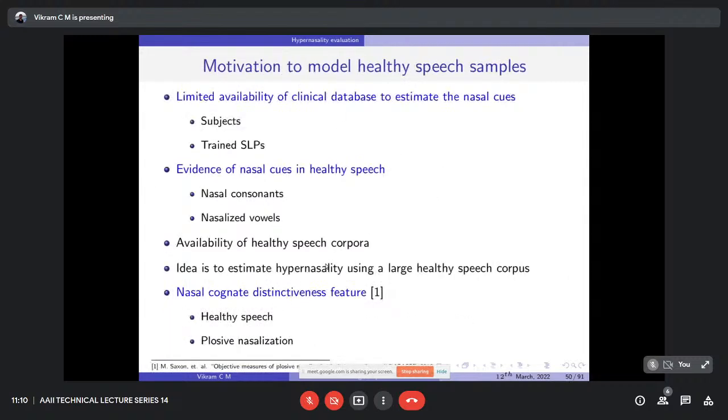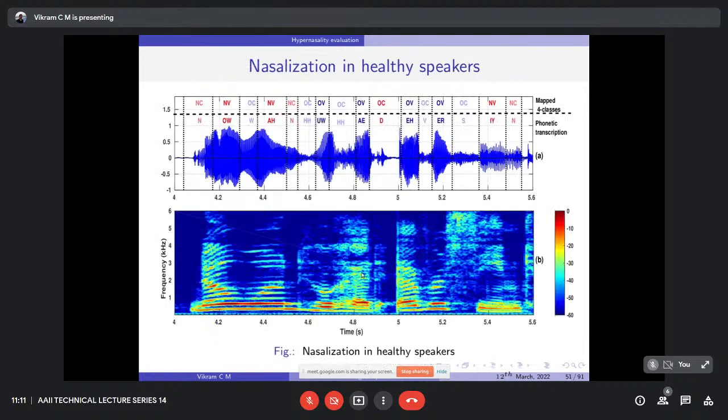Okay, the next approach we developed uses healthy speech samples. In the last system, we have oral and nasal models, where the nasal samples are taken from the hypernasal speaker. But to develop such a system, we need hypernasal speakers, and getting hypernasal speakers is itself a challenge in a practical scenario. That's why we thought: why can't we use large publicly available databases to develop a hypernasality evaluation system?